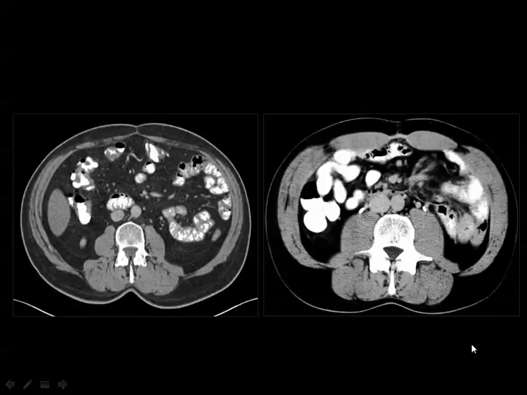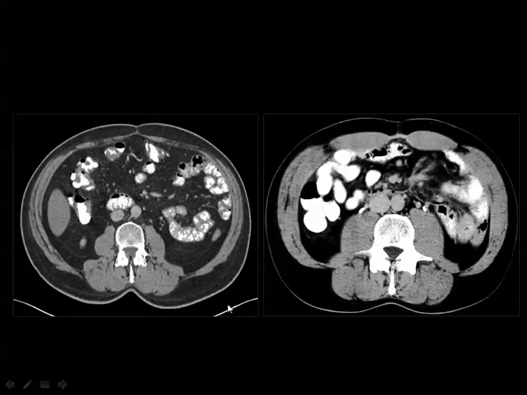Then lower down in the abdomen, you don't see any anatomy except for the mesenteric fat and the intestine, the small and the large one. And this is the remaining part of the liver, as you all know.